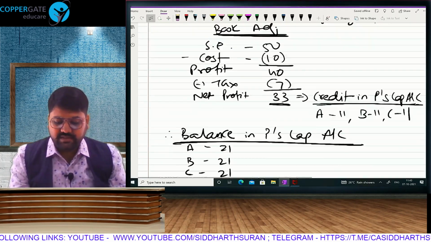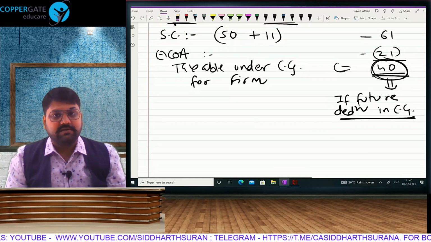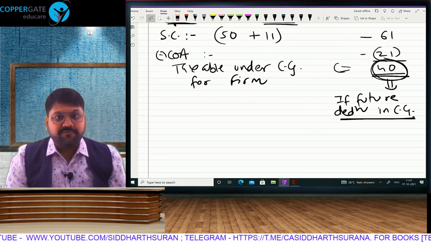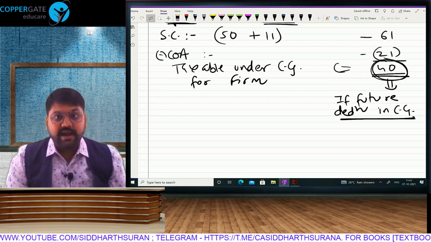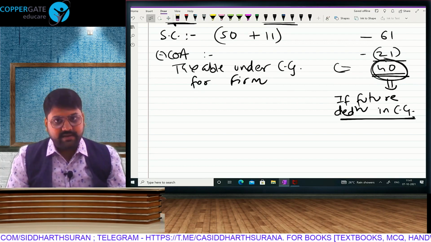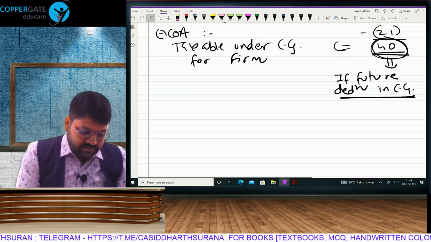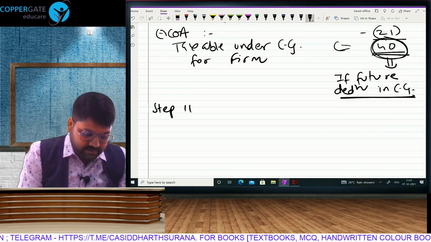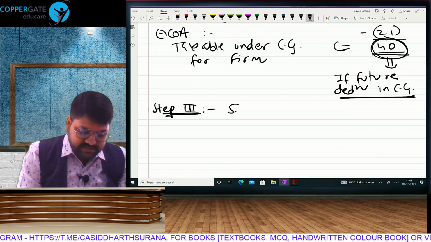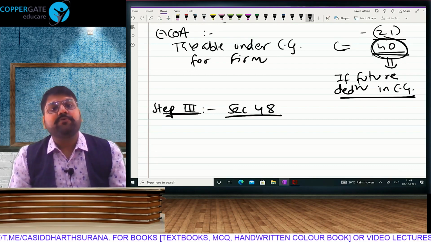What is that last question that we have to answer? When will the firm get deduction? When will the firm get deduction and where will the firm get deduction? When and where? Are you understanding? That is our third and the last step. Step number 3, which is section 48. Section 48 is the section of computation of capital gains.